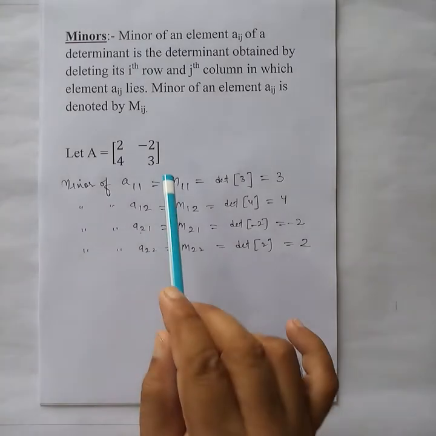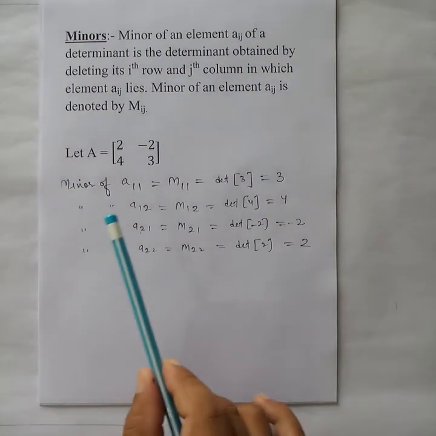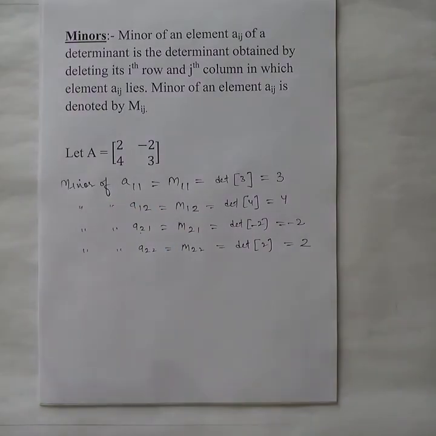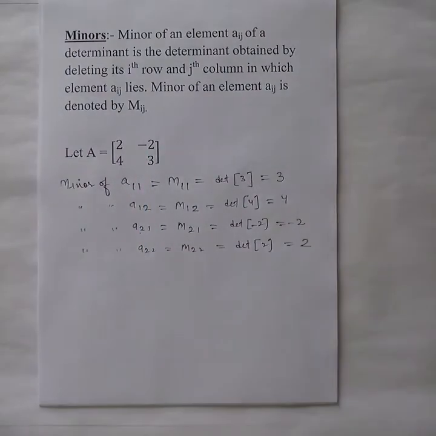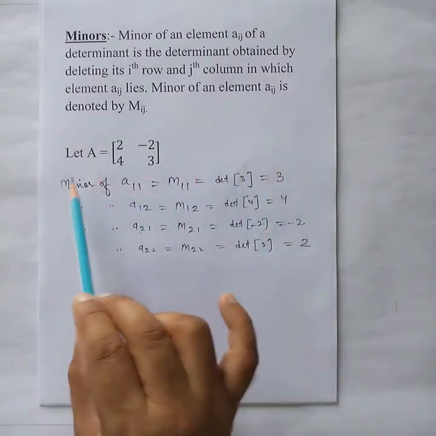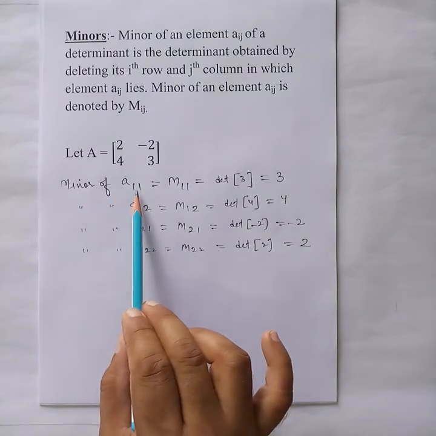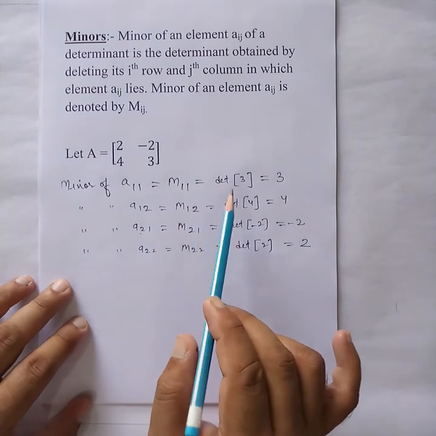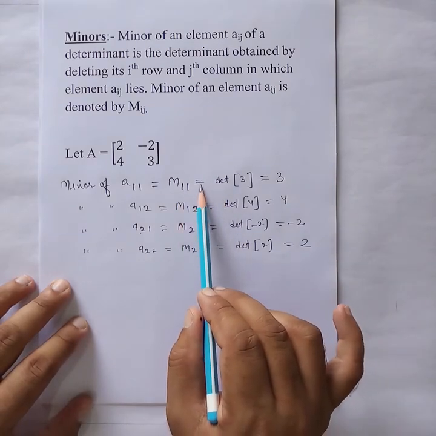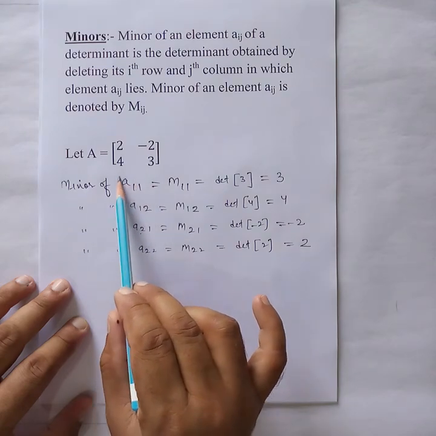Let A be a matrix of order 2 by 2 and we have to find out minors of its elements. It has got 4 elements, A11, A12, A21 and A22. So we shall have 4 minors in all. Minor of A11, as per definition, will be capital M11. And how shall we get it? It will be obtained by deleting the concerned row and column of the position of this element.